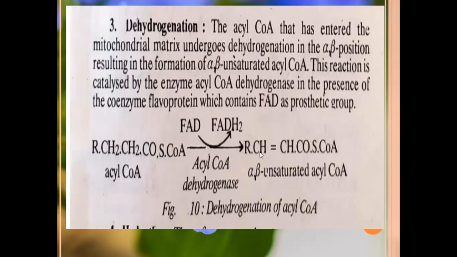See, it is the alpha carbon, it is the beta carbon. Between these two carbons, a double bond is present. So the double bond makes it an unsaturated fatty acid. Alpha beta unsaturated acyl coenzyme A is formed by the dehydrogenation process.